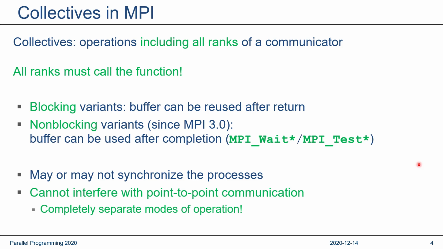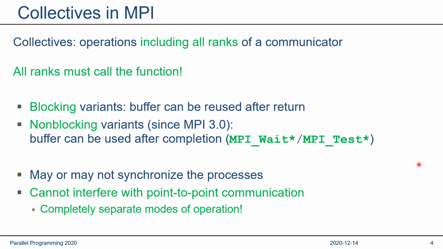Keep in mind that although all the ranks of a communicator must call a collective function, these functions may or may not synchronize the processes. Some do by default. For some of these collectives, it depends on the implementation whether or not they synchronize the processes. So it's like a moving target. You don't know actually from the start.